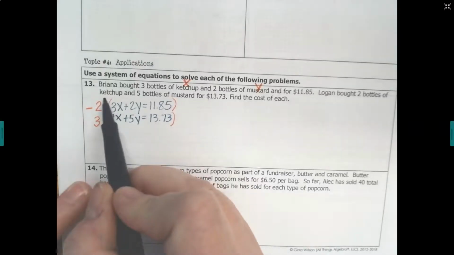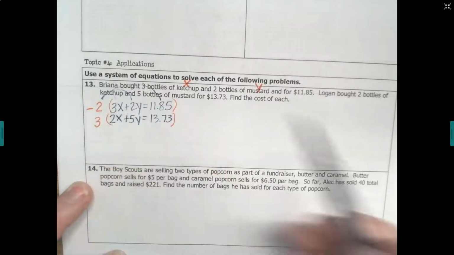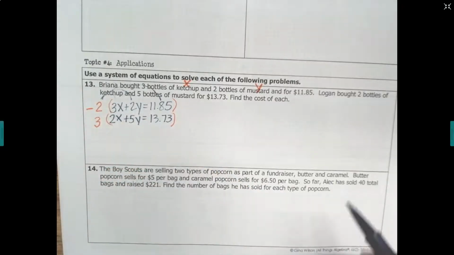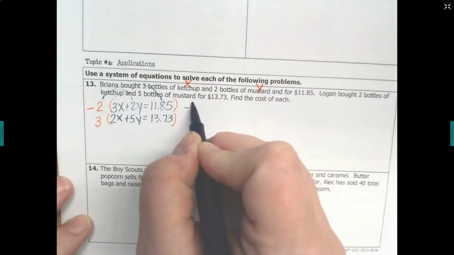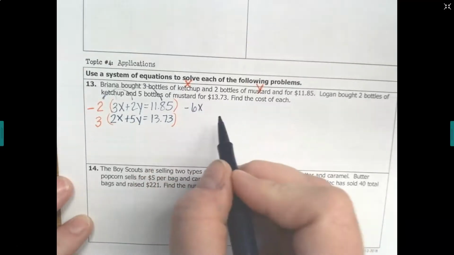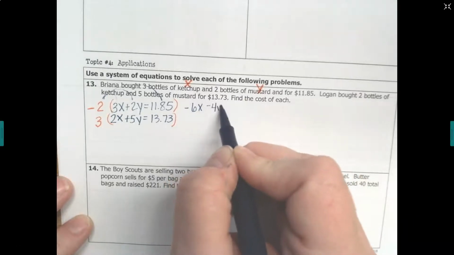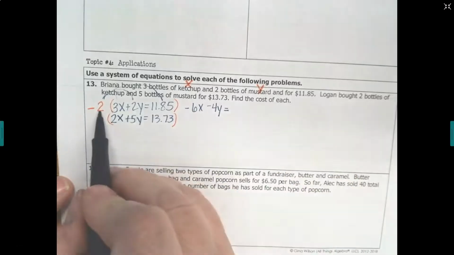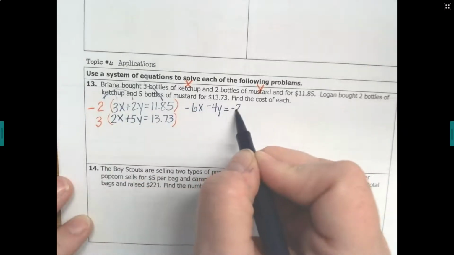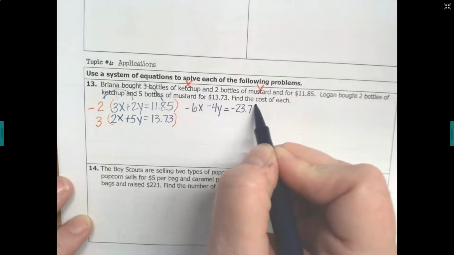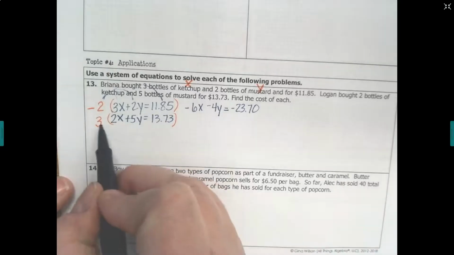Now remember, you have to distribute to everything in the equation. We're transforming the entire equation. So negative 2 times 3, so our new equation will be negative 6x. Negative 2 times 2y is negative 4y equals, and then we have negative 2 times $11.85 gives us negative $23.70. Now we're going to do the same thing on the bottom.